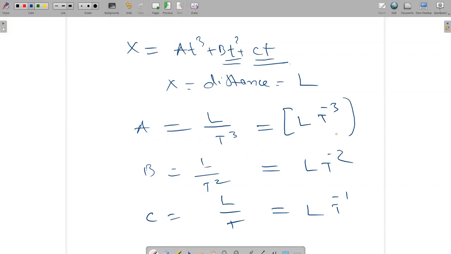Normally sometimes we write it in brackets, sometimes without brackets. But L is the length, and length means meter. Length is meter, centimeter, micrometer, millimeter, nanometer, but it is length.